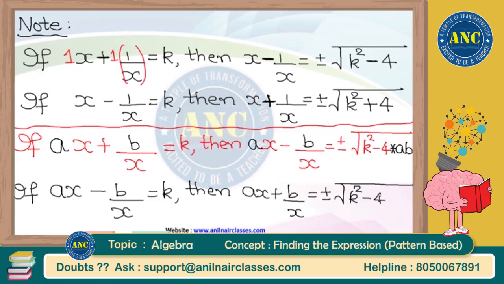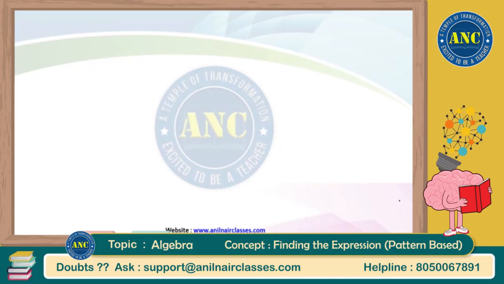The k square minus 4 is for when the coefficients of x and 1 by x are equal to 1. Whenever in any question the coefficients are not equal to 1, you should just multiply this 4 with the coefficient of x, that is a, and the coefficient of 1 by x, that is b. I hope the idea is very clear. If you want the proof also, it is very simple, not at all difficult.